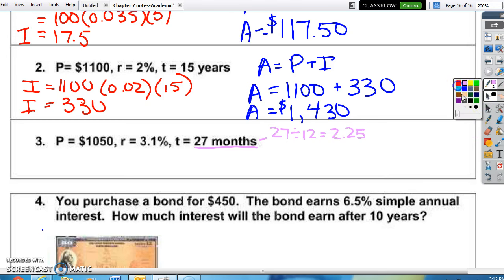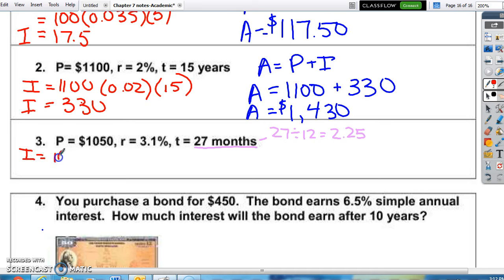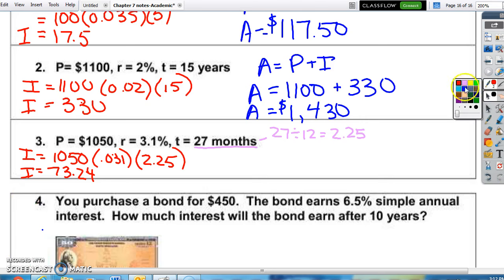Now I can plug all of that information into my interest formula. I equals P, which is 10.50, times my rate, which is 3.1%, times my time, which now I know to be 2.25 in years. When I multiply all of those through, I will get my final interest, which is $73.24 when we round up. Now to calculate my balance, A equals P plus I.